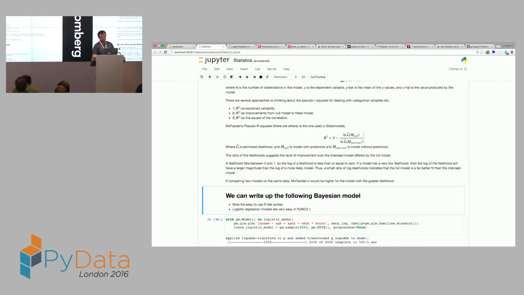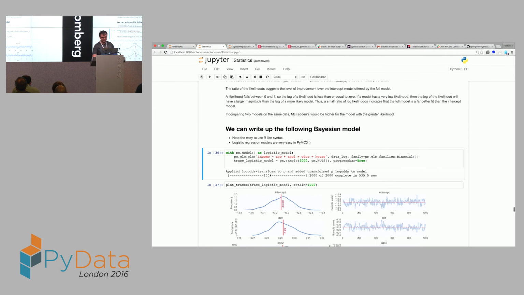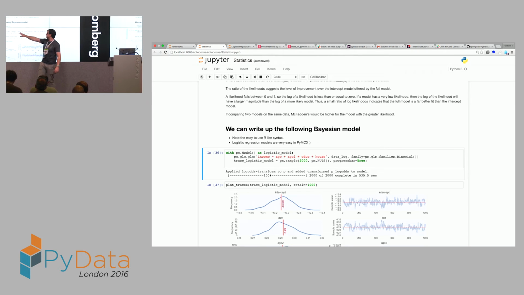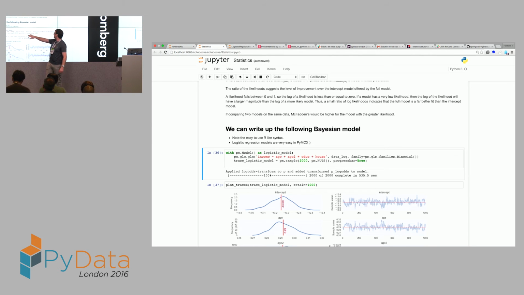Okay, so in PyMC3, there's something that's actually very well written and easy to use. And that's the linear model syntax. So you'll see here that you have your income proportional to your age plus age squared plus education plus hours, your data log. It's a binomial model in this case.